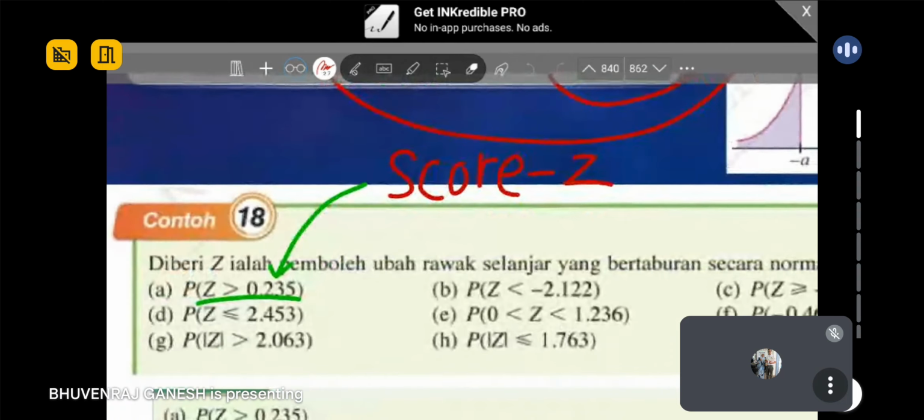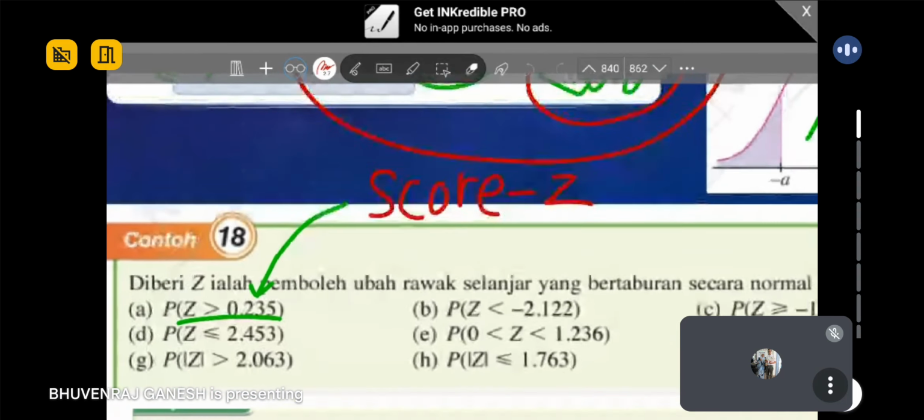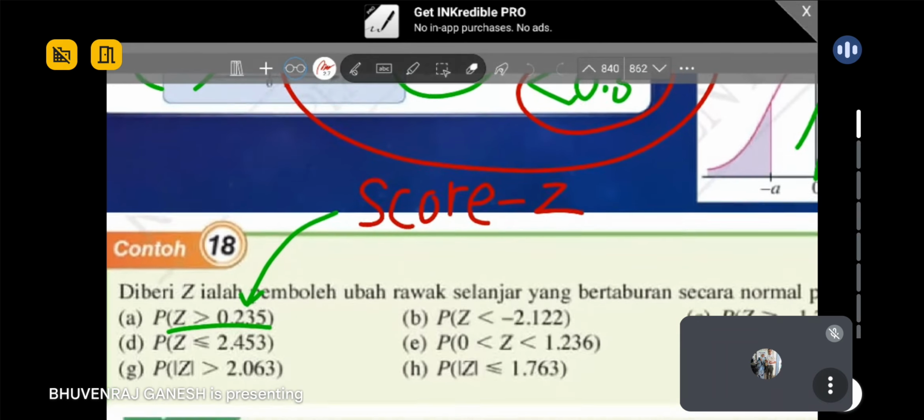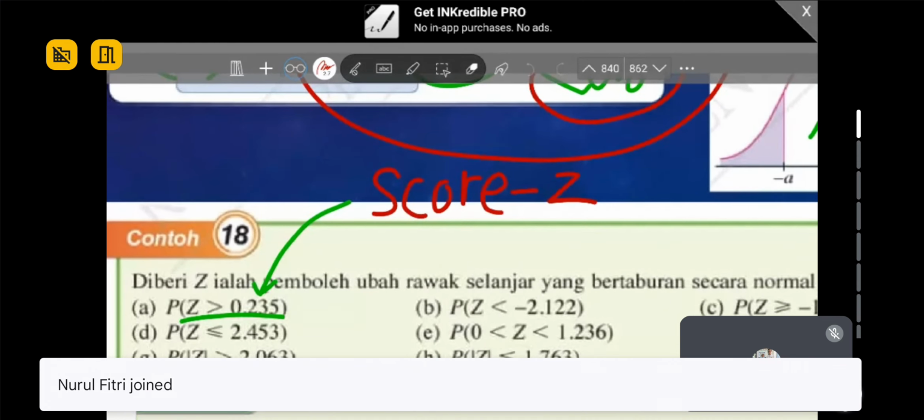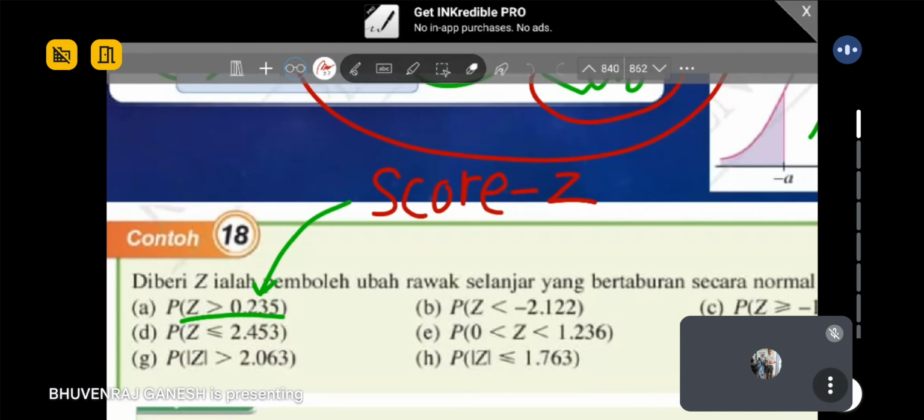Okay, yes. Simbol ketaksamaan saya ke sebelah kanan. The second condition cannot, because they never give you the probability here. So the second condition, no need to check. Tak perlu lihat.